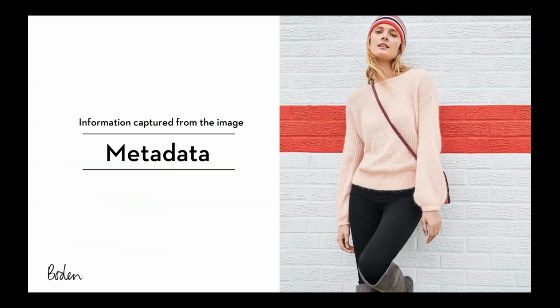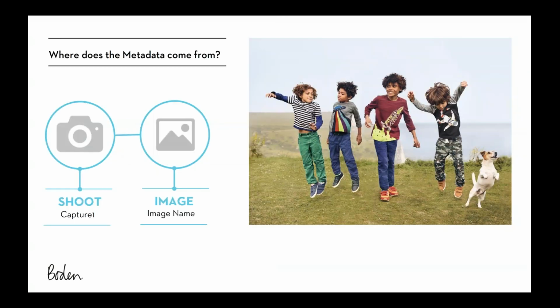So the metadata, what we call metadata, is any information that is captured on an image. So where do we get this from? It comes from shoot initially, where we use a software called Capture One. So information can be added at this point. And then we already add some information or some convention for the image name. So we started looking at what was this convention and what we could get from it. I'll go through that in a second.